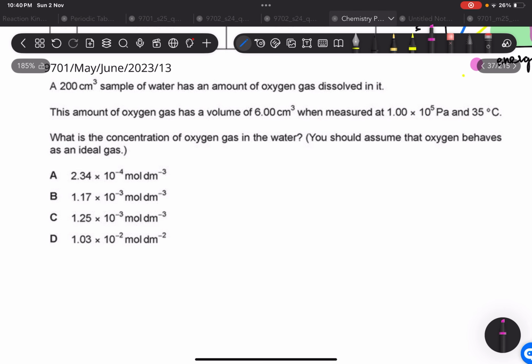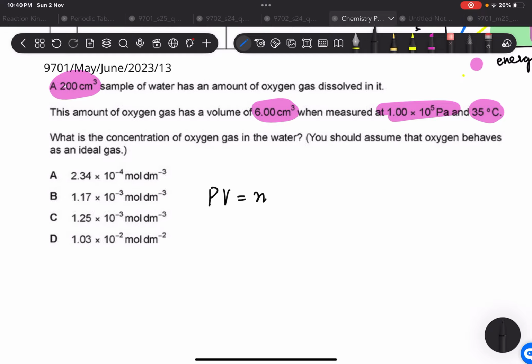Moving on to the next question, which says a 200 cm cube sample of water has an amount of oxygen gas dissolved in it. The oxygen gas has a volume of this when it is measured at this temperature. What is the concentration of the gas? So now it's simple. Look, PV equals nRT. Find out the moles. Once you have the moles, divide it by the volume and you get the concentration. Simple and easy. I don't think it requires any explanation. This is easy, it's repetitive.